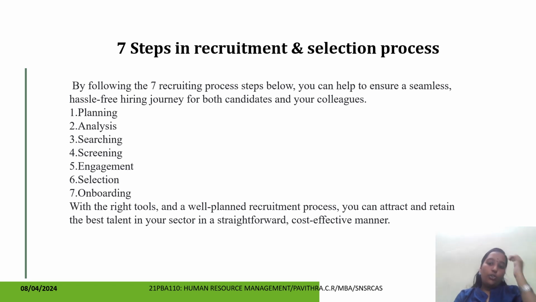So the first step in the recruitment and selection process is planning, what we discussed previously in HR planning. We have to understand the need of the organization and plan the manpower accordingly.